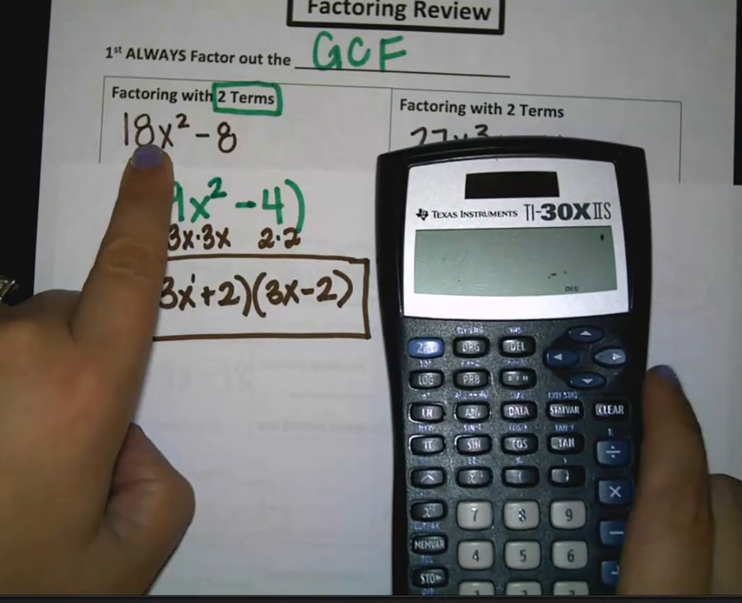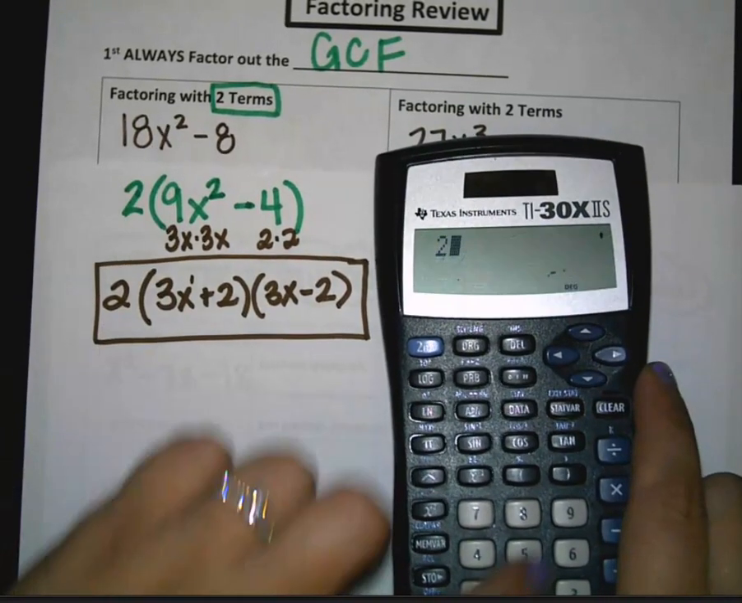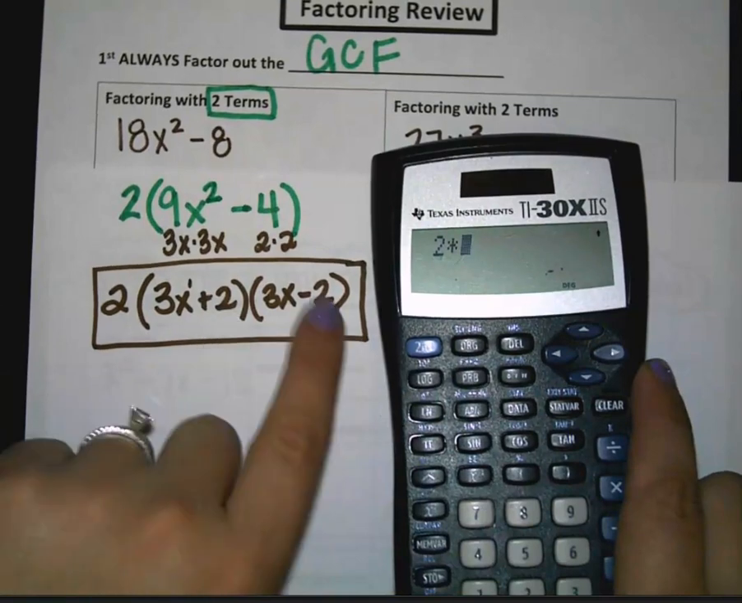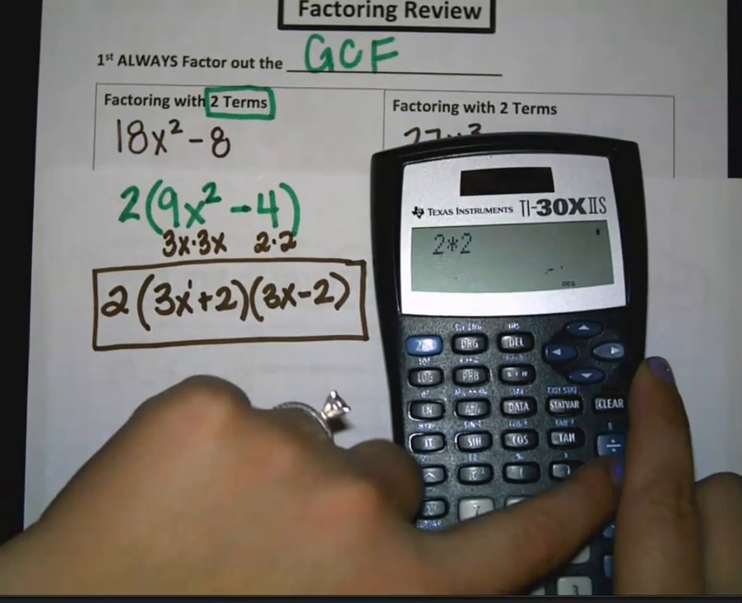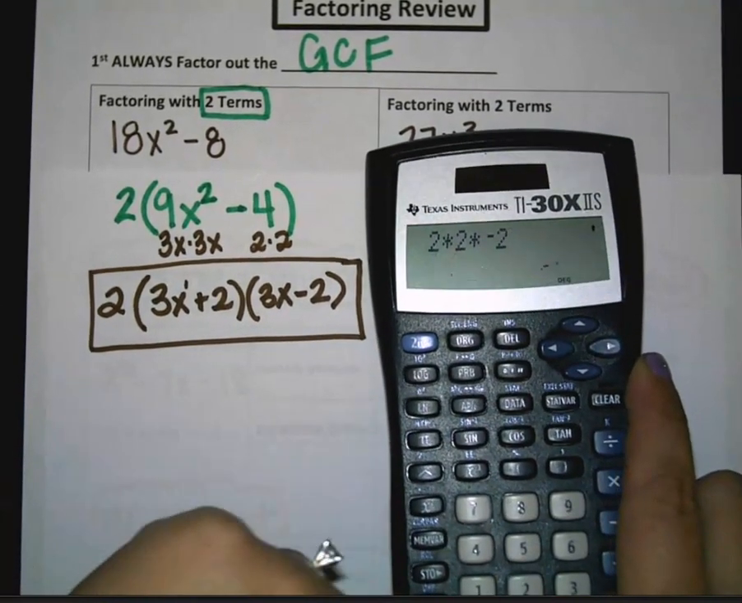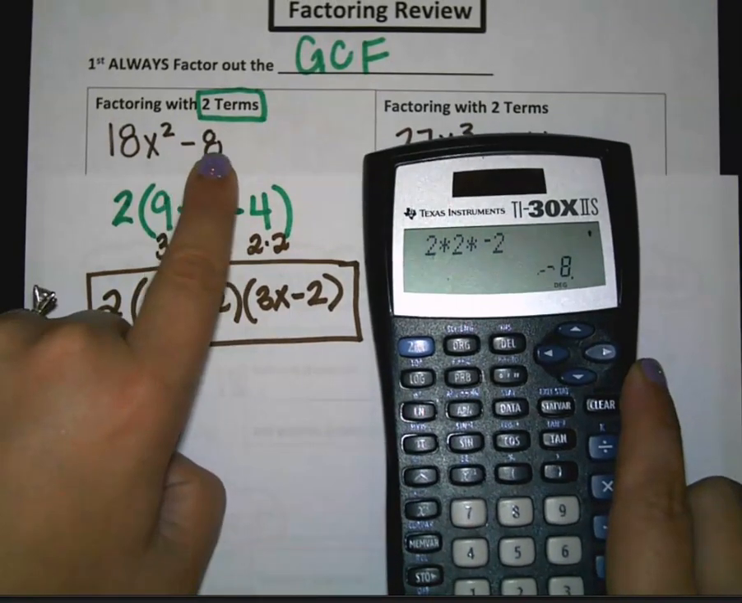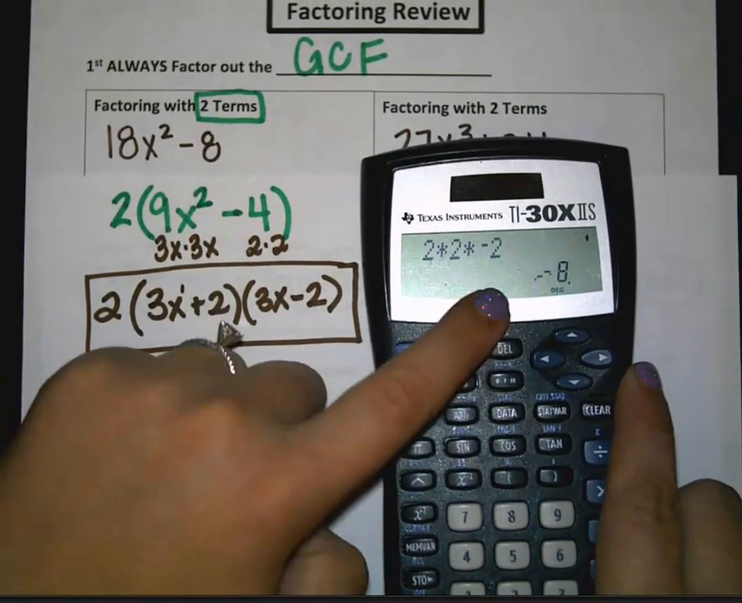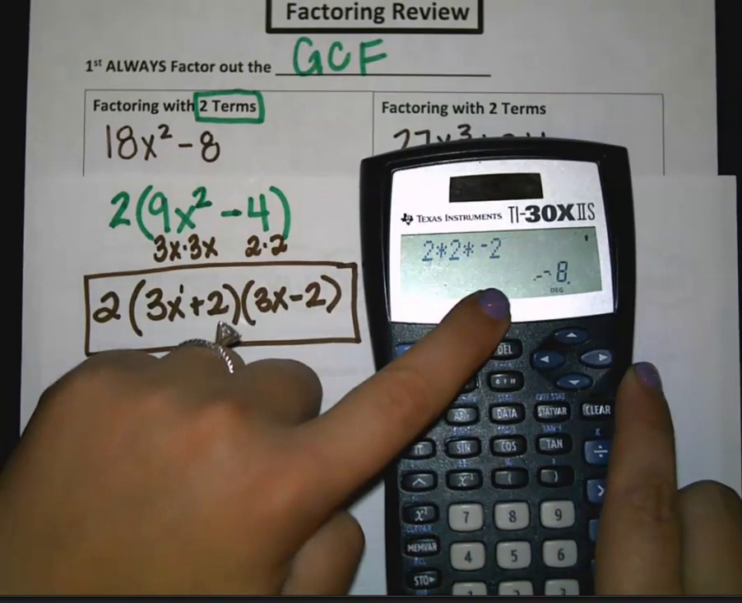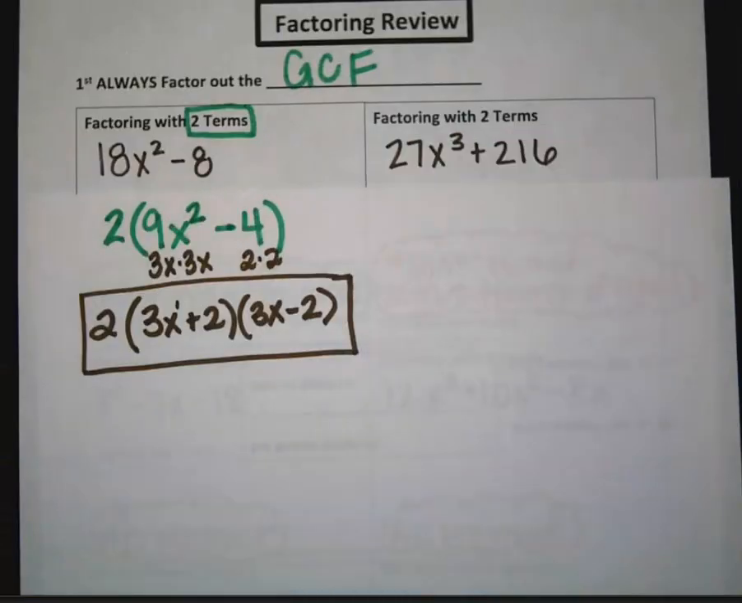Okay, now we're going to do it again and take the GCF and multiply it by the last two numbers, so the 2 and the negative 2, and make sure it gets you this number here. This doesn't mean your answer's right, but it's a good way to feel good about your answer if that works out.